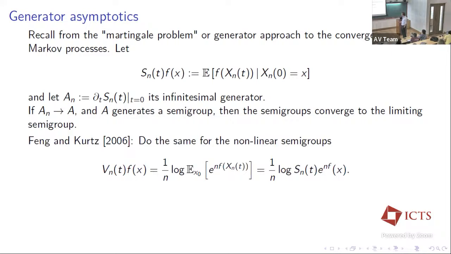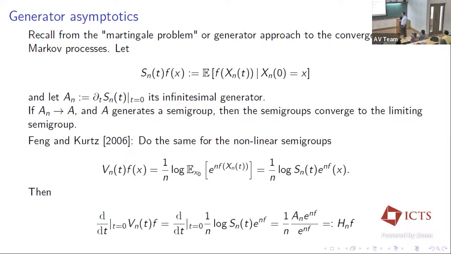So let's follow Feng and Kurtz and do the same for the nonlinear semigroup. So we have this 1/n log expectation. Of course, this expectation is simply the S_n of the linear semigroup. So if I want to take a derivative, I can do this using the chain rule. Right, so I slap the derivative on that. I express it in terms of the linear one. Of course, the log will give me e to the power minus nf in the denominator. And in the numerator, I get the original operator applied to e to the power nf. And I still have this 1/n up front. And this I call my generator of the control semigroup Vn.